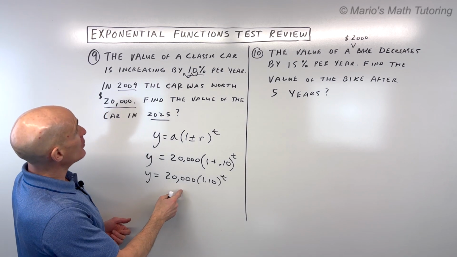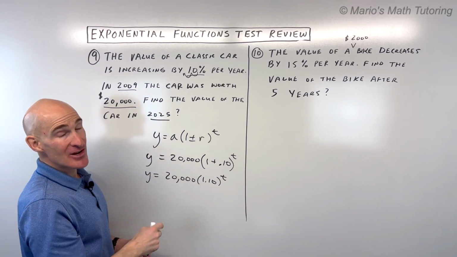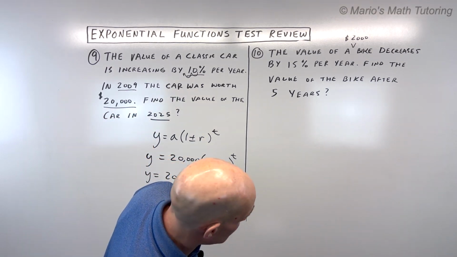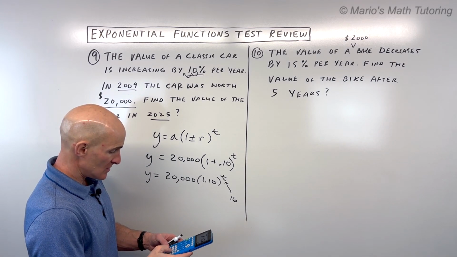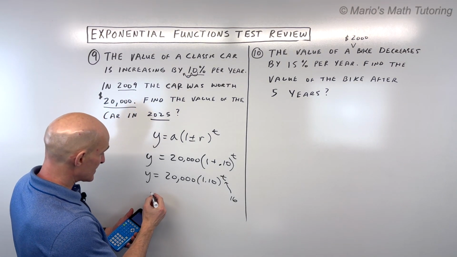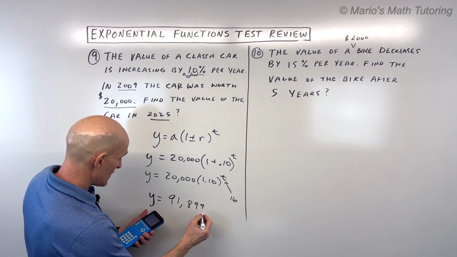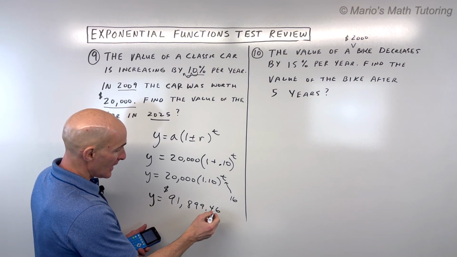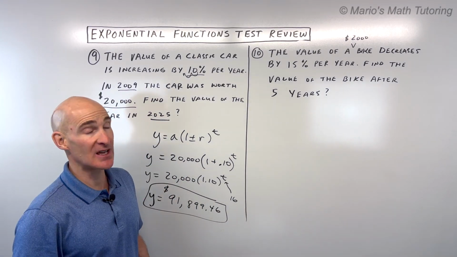And so now we've got our model, and we want to know what the car is going to be worth in 2025. Well, that's going to be 16 years later, right? So that means t is going to be equal to 16. Let's plug that into the calculator and see what we get. So 20,000 times 1.10 to the 16th. Okay, I'm getting an astounding $91,899.46. Now you want to round to the pennies, 2 decimal places, because this is money, and so that's how much the car would be worth after 16 years if it keeps growing at 10% each year.